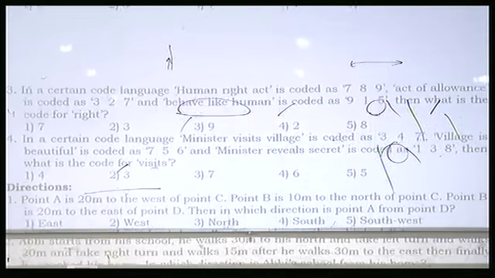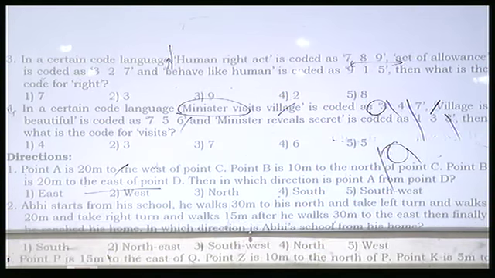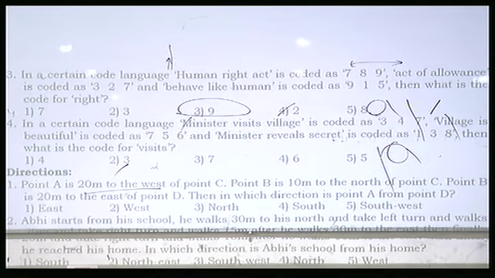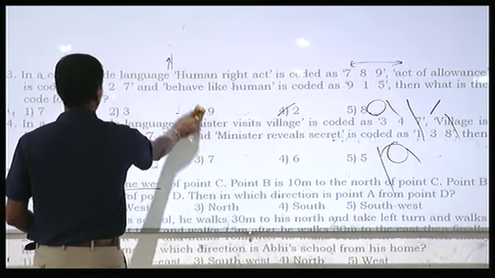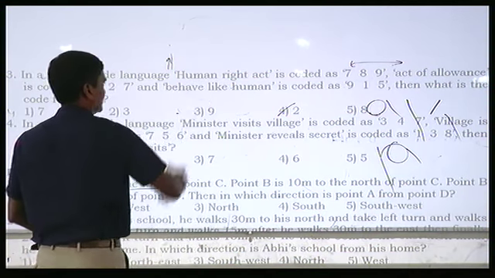You have to do it like this in the exam. Then question number 3. Same way, quick. 3, 2, 7, 7, 8, 9. Then the code for what? The code for right. Right is the answer.